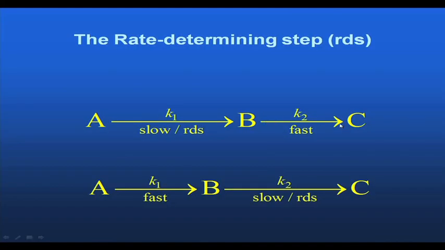So, in A to B to C, the first step is the slower one, so it is called the rate determining step. The situation can be different, that is, A to B is fast and B to C is slow, or the RDS.